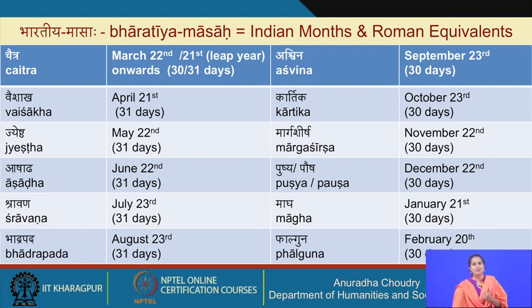So would you like to just say that once after me? So Chaitra, Vaishakha, Jyeshtha, Ashadha, Shravana, Bhadrapada, Ashwina, Kartika, Margashirsha, Pushya. Some also in the regional languages, Pushya tends to become Paush.